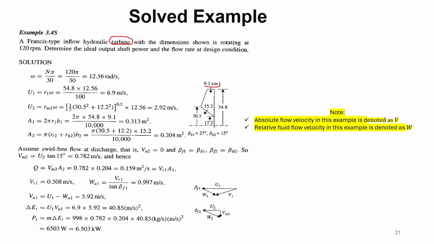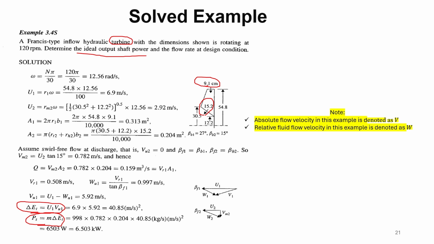Okay, so here we have another example talking about a Francis type hydraulic turbine. So the flow is entering radially with respect to the axis of rotation and leaving actually in the mixed direction, and it's asking about the ideal output shaft power. Again, the ideal output shaft power is this. Now you need to calculate the energy transfer and then multiply it by the mass.